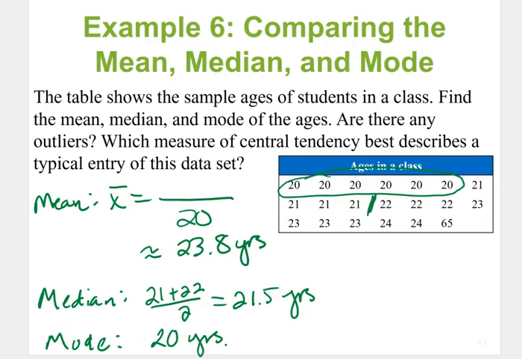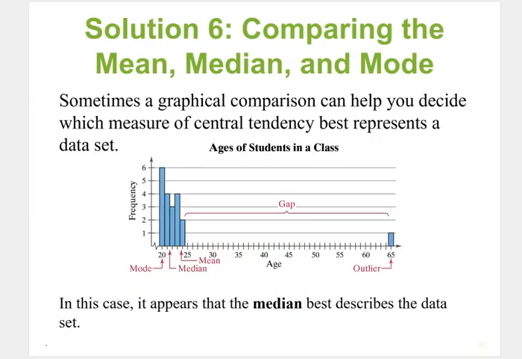If we looked at a histogram of this data, or a frequency histogram, you can really see how that 65-year-old is that big outlier. Here's most of our data, and then we've got that one outlier out there. That huge gap really tells me that the median's probably the best thing that I should look at for this data.